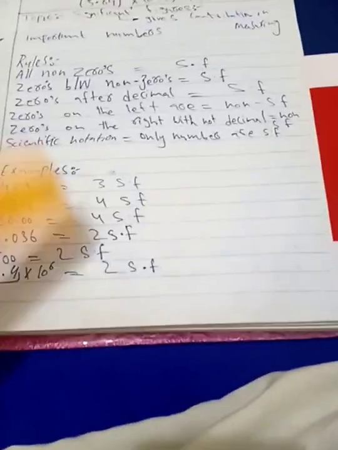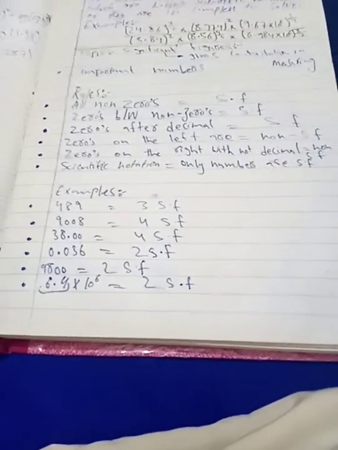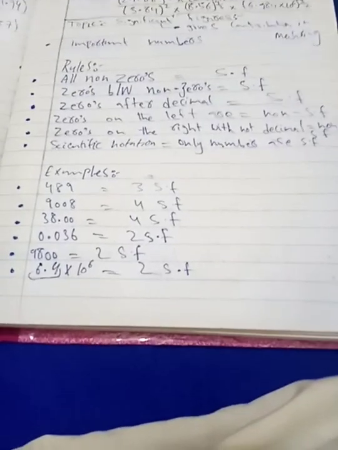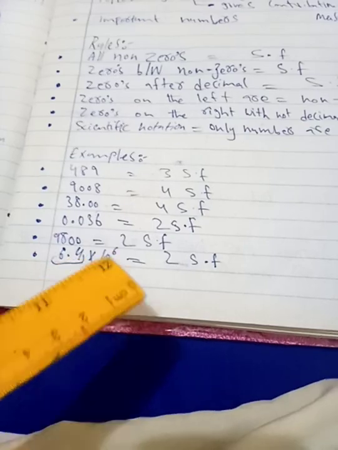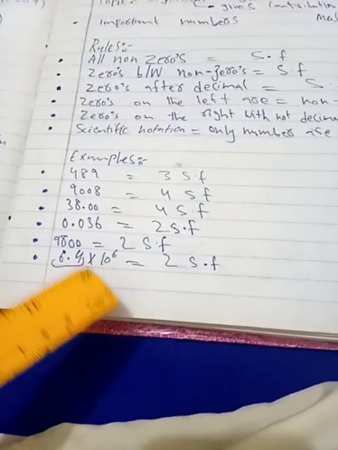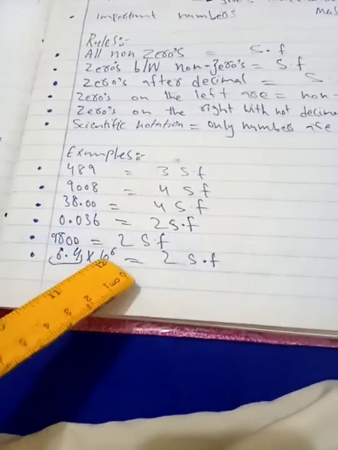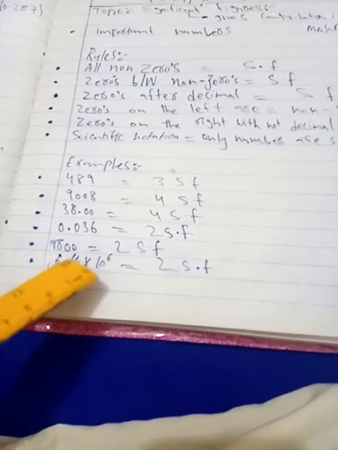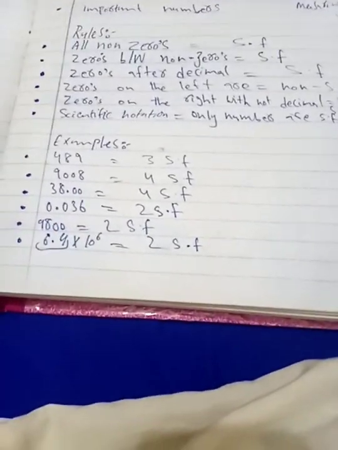So here we have the sixth rule, which is just scientific notation. Only the exponential value will not be counted, which is the 10 raised to power x. Here we have 6.4 times 10 raised to power 6. This exponential value will not be counted, so we have only 2 SF.